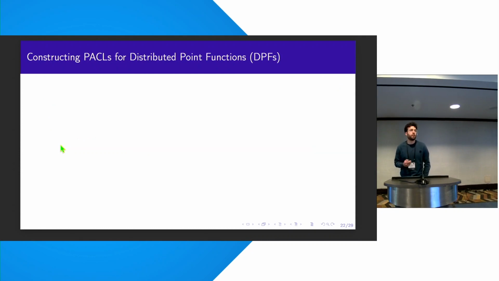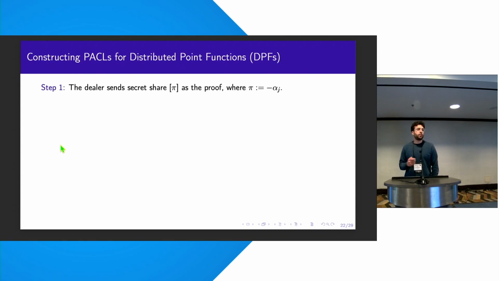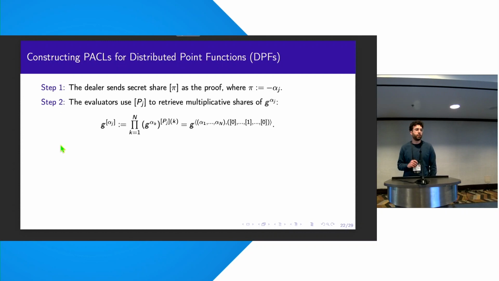So then the protocol itself is very simple. The dealer secret-shares the proof pi, where pi is just minus alpha j. The evaluators then will use the point function pj to expand it into this one-hot vector representation, but recall that it's secret-shared, so now they have a secret-shared one-hot vector. And then they can take the inner product in the exponent to derive multiplicative shares of the verification key g to the alpha j, where g to the alpha j is the verification key associated with the point function pj.